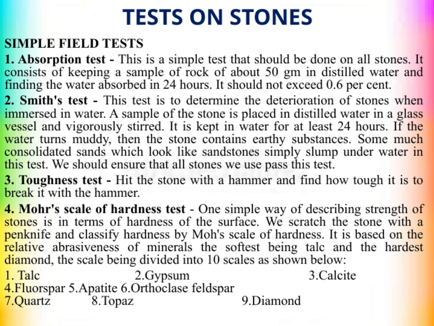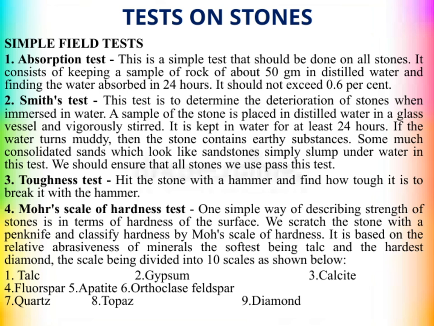You take about 50 grams of a stone sample and immerse it in distilled water. After 24 hours, you measure how much water has been absorbed. Ideally, this should not exceed 0.6%. A low absorption rate indicates a denser, more durable stone.